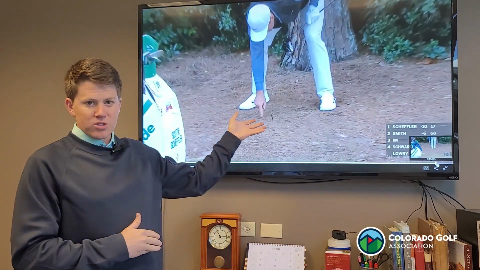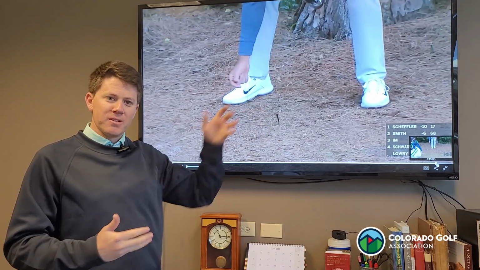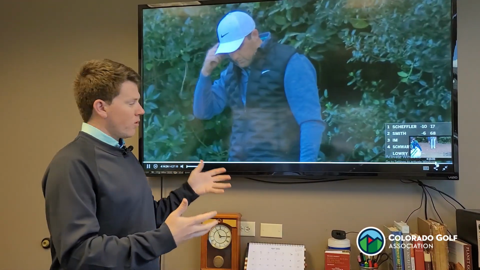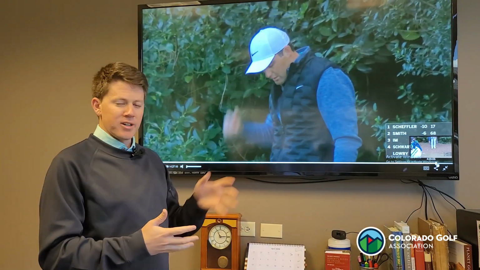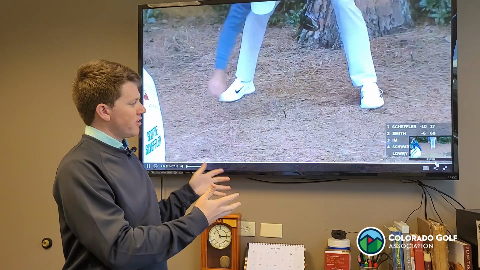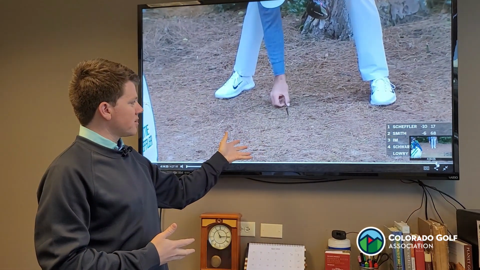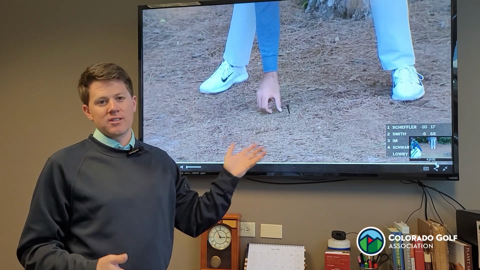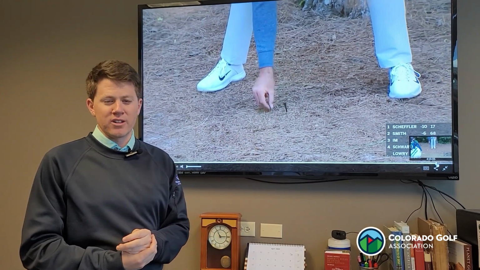The next thing he asks the rules official here is, can he remove loose impediments in his relief area? The answer again is yes. Anywhere on the golf course we can remove loose impediments. That pine straw is considered a loose impediment. But what Scottie Scheffler has to be careful with here, in removing those loose impediments as he's doing there, is that he can't remove any loose dirt or soil, because that would trigger the general penalty under Rule 8.1a.